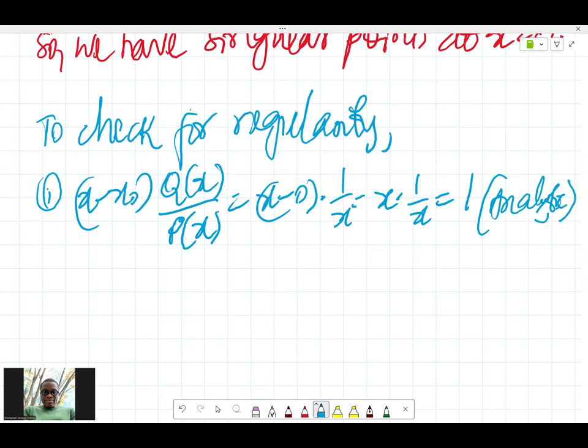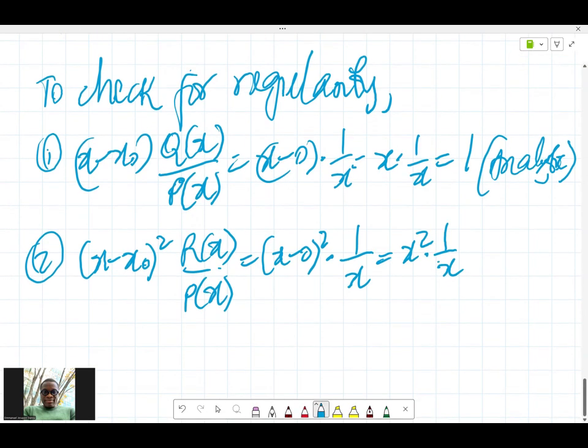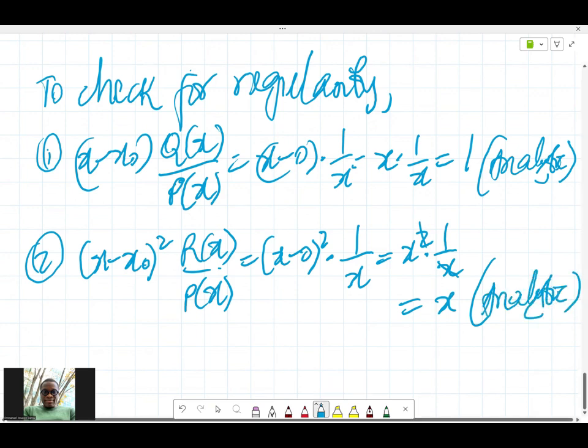Secondly, we have x minus x naught squared times r of x over p of x. That is x minus 0 squared times r of x, which is 1, over p of x, which is x. So we have x squared times 1 over x. This cancels one x, and the result is x, which is also analytic. If you put 0 into x, you still get 0, so it is analytic.